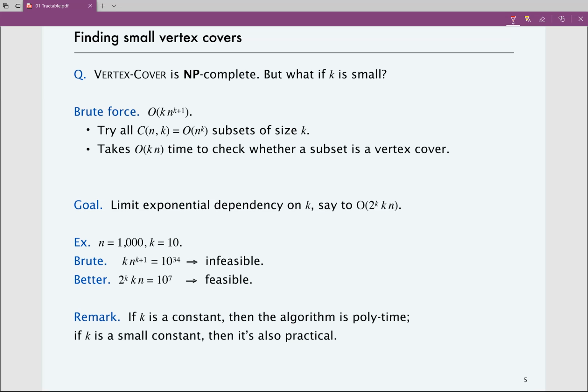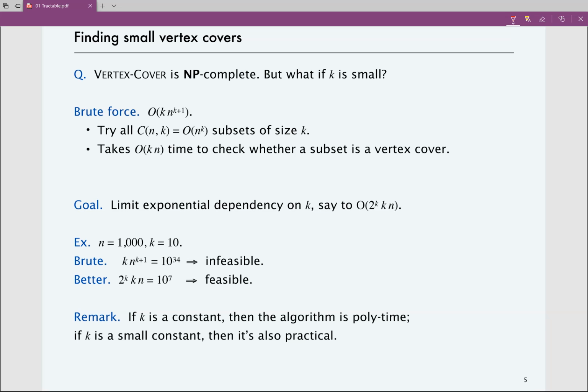All right, and now this approach is going to be very bad even for small values of n and k. Okay, so if we try n equals 1,000, and if we try to cover this graph using only 10 vertices, right, then we see that this brute force approach is going to take 10 to the 34th computations. Okay, and this is completely infeasible for any kind of computer that we have today.